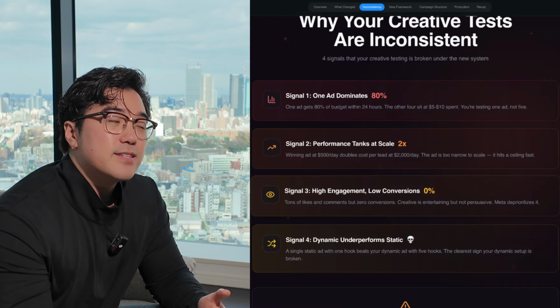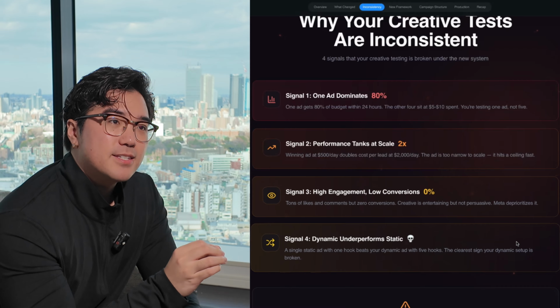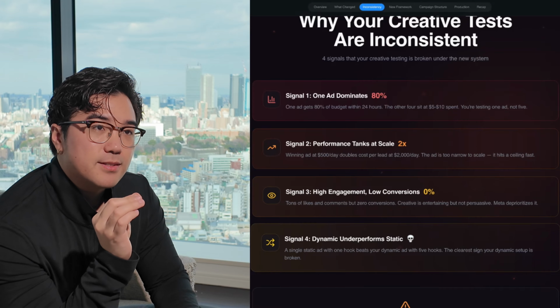Fourth signal, and this is a big one. Your dynamic ads are underperforming single asset ads.